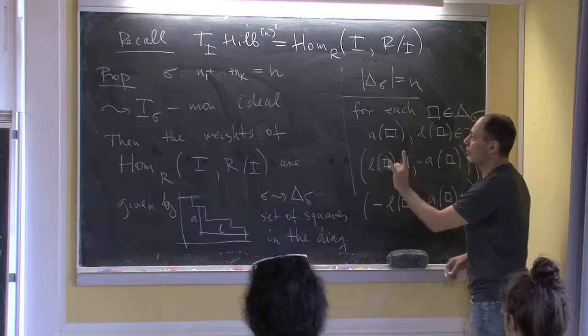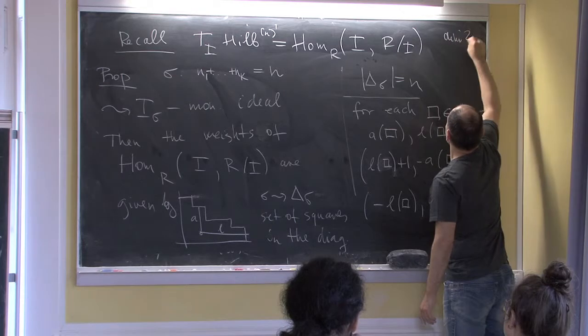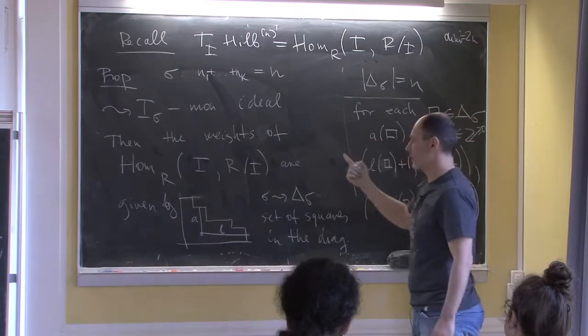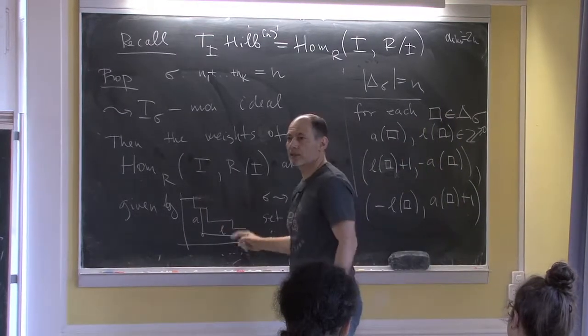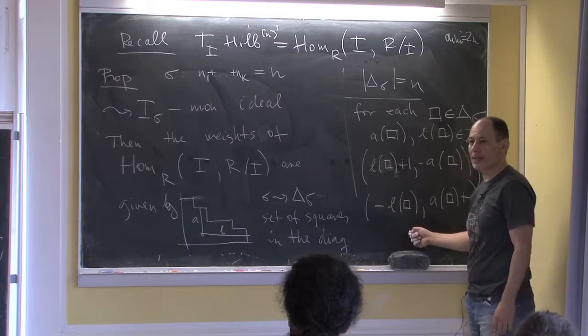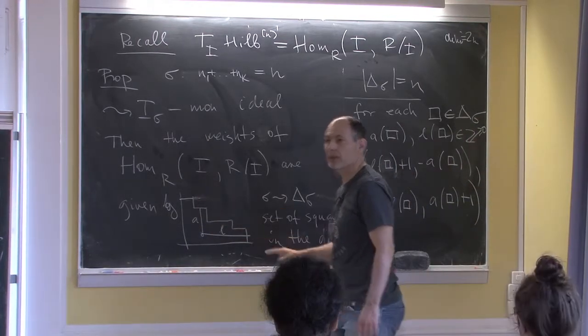So again, you remember the dimension of the space is 2n. So there should be 2n weights. There are n boxes, and for each box I give you 2 weights. That's 2n weights, and these are the 2n weights, okay? And they are constructed in this combinatorial way, okay?